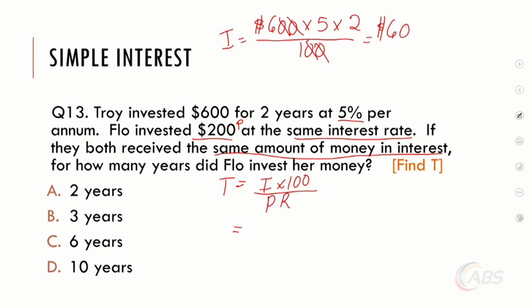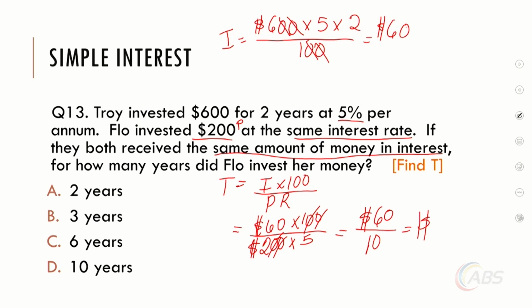Flo's interest is $60. Her principal, $200, because that's how much she invested. And she has the same rate as Troy, which is 5%. These zeros are gone. So now we're left with $60 in the numerator. And that is over 2 times 5, which is 10. And we love dividing by 10. So we know that this is 6.